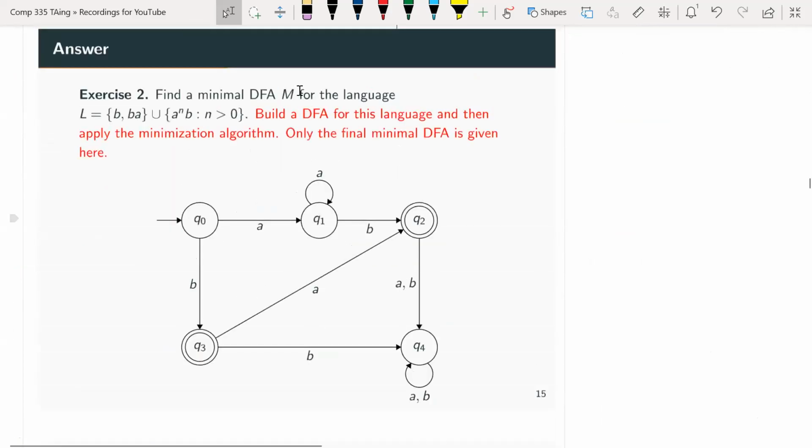But that concludes the section on the minimal DFAs. Hopefully this was clear. Hopefully this allows you to do some of the assignment questions. And if it wasn't explained very well in the lecture, hopefully this has kind of shed some light.